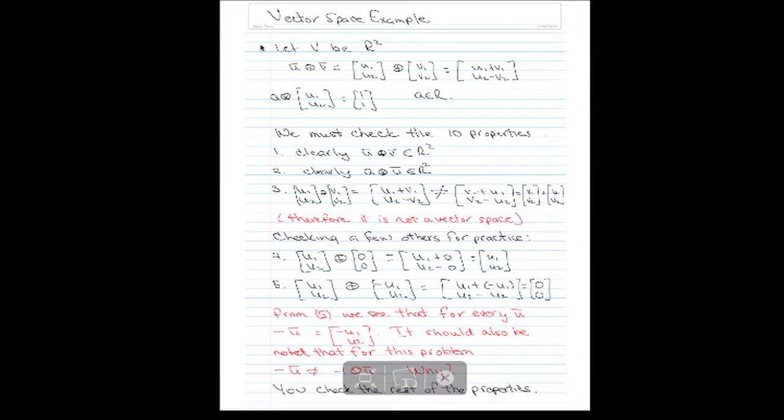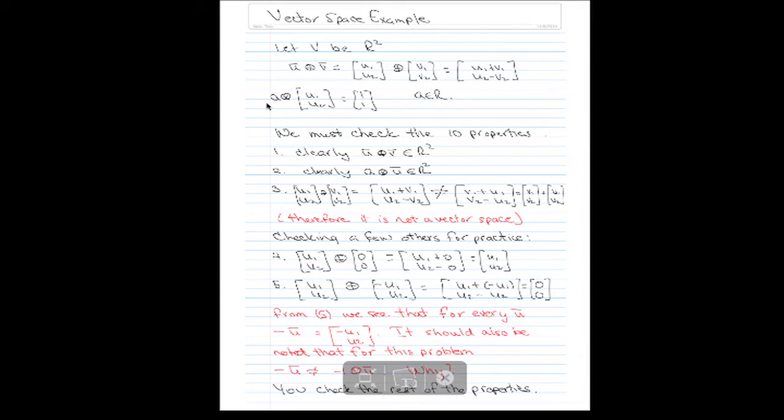So in this particular example, our defined subset or set is going to be R2. That will be V. We have an addition, and the way we're going to add two vectors in R2 is u plus v is going to be equal to the sum of the first components, u1 plus v1, and the difference of the second components, u2 minus v2.